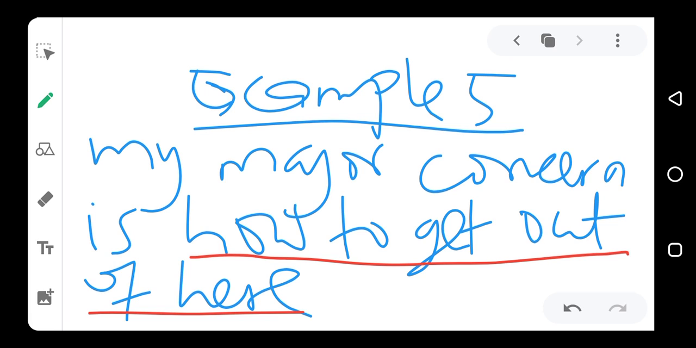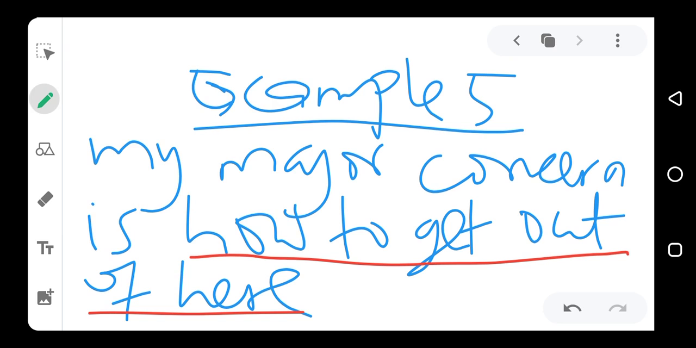My major concern is that. What is that? How to get out of here. Somebody could ask you, what is your major concern? You say, my major concern is that, because I've been saying something, how to get out of here. So putting a pronoun there still retains the same meaning in the sentence. Therefore, we say that this is a noun clause.